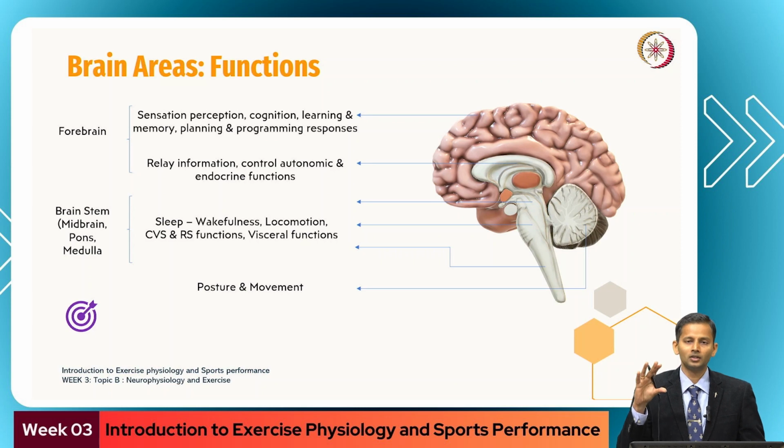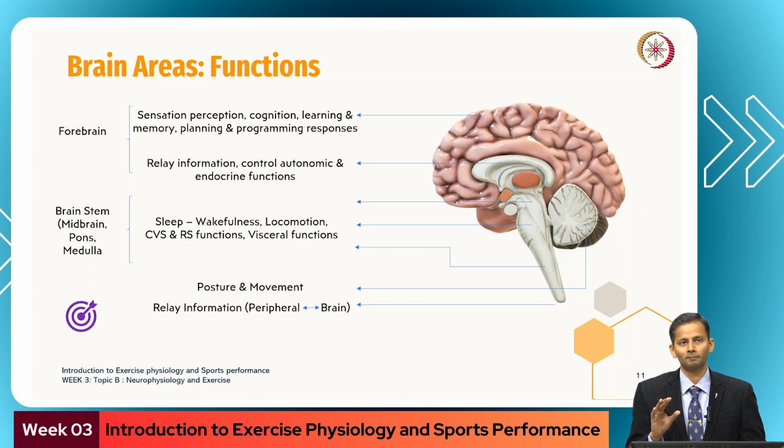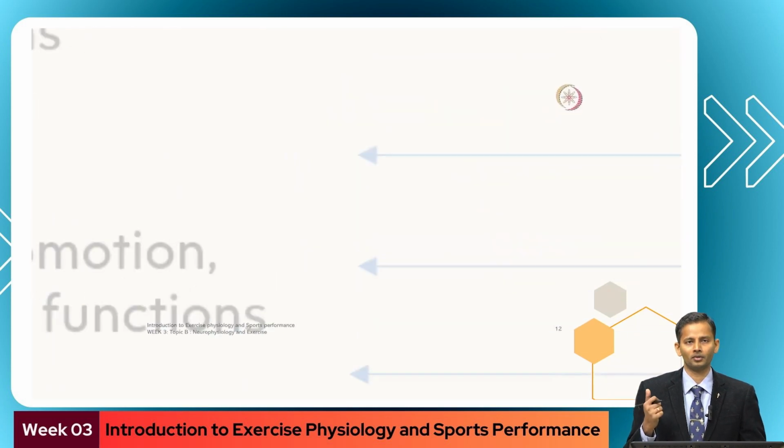Then you have another convoluted structure behind the posterior aspect of the brain, called the cerebellum. The cerebellum is responsible for maintaining the posture and movement of your body. And further, the brain continues as the spinal cord. The spinal cord relays information from the periphery to the brain and from the brain to the periphery. So it's important in relaying information.